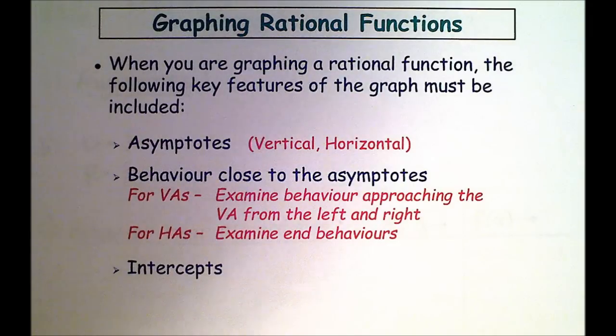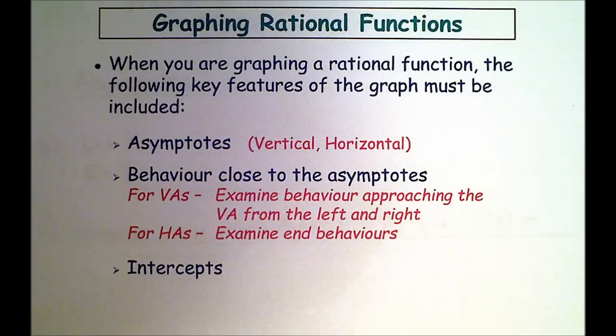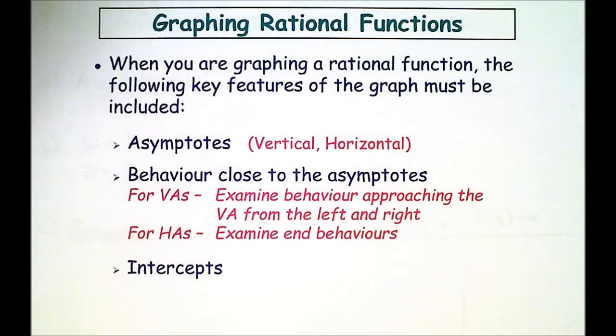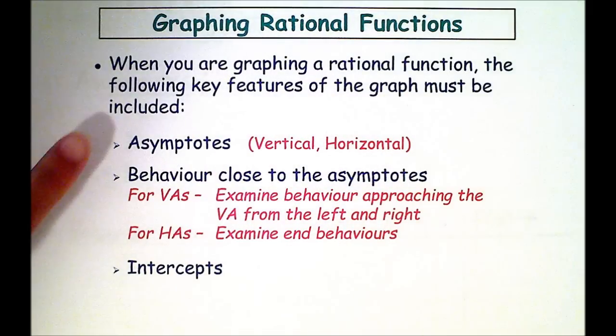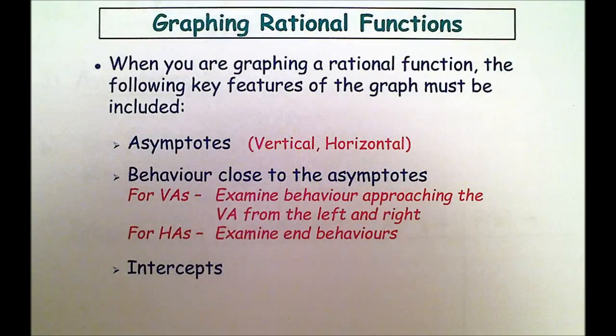When you are graphing a rational function, the following key features of the graph must be included. And this is true for any of the rational functions that we've seen so far. We need to know the asymptotes, so the vertical asymptote and the horizontal asymptote. We want to look at the behavior close to the asymptote.